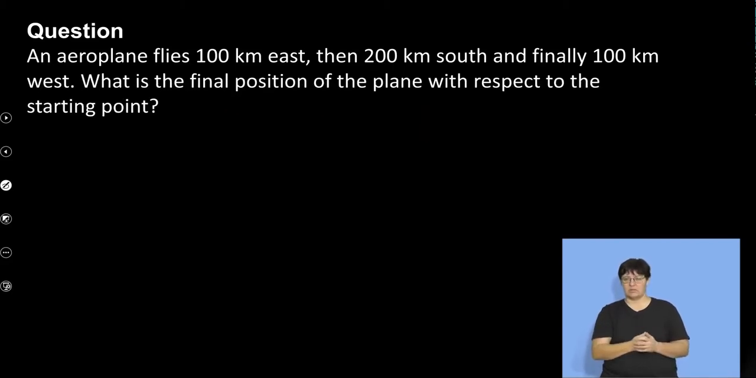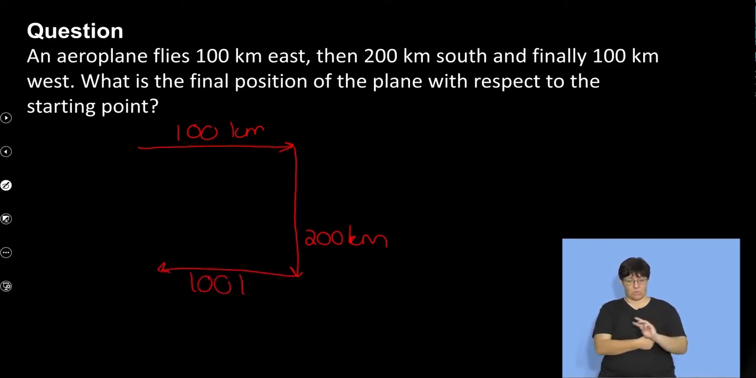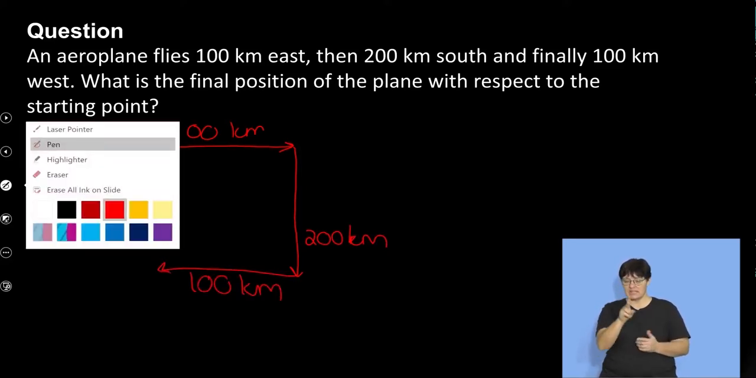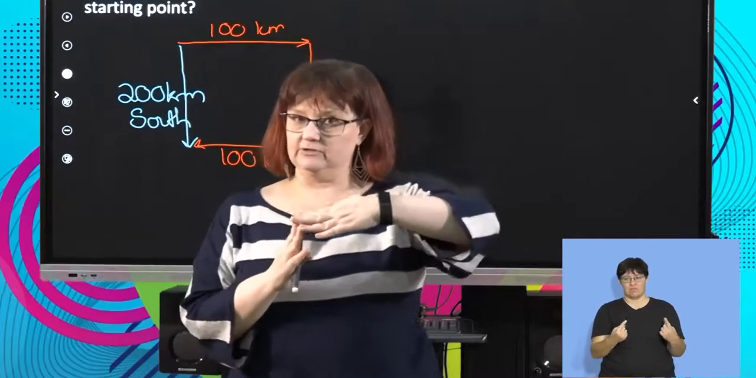Then they say, what is the final position of the aeroplane with respect to the starting point? And it sounds more difficult than it is, because the plane went 100 kilometers east, then it went 200 kilometers south, and then it went 100 kilometers west. And hopefully, you guys can see that what we've done is we've created a rectangle. There's its displacement. It would be 200 kilometers south. I can't calculate this with positives and negatives because we went at right angles to each other.